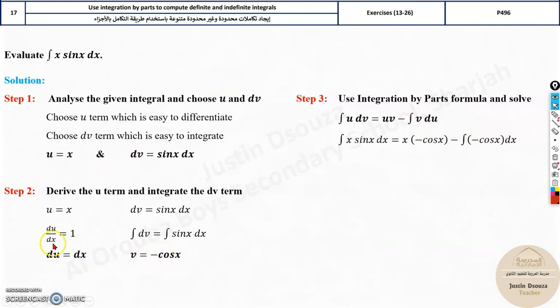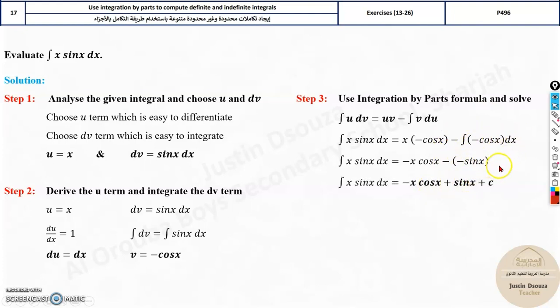Minus cos x again. du is dx. Now it's possible to solve because here you can simplify. x times minus cos x will be minus x cos x, and the integral of minus cos is positive. Integral of cos is sine. This minus will just remain over here. And this minus minus becomes plus.